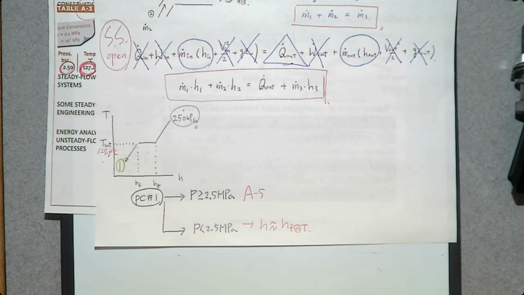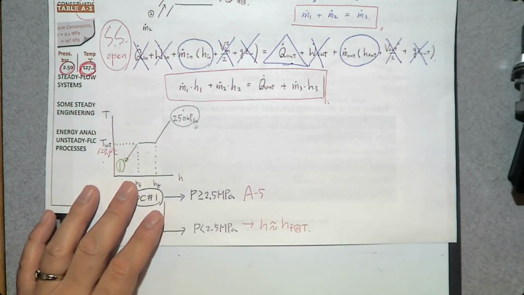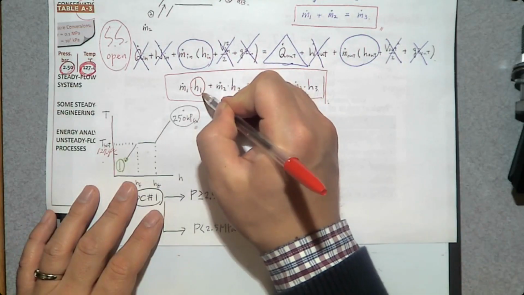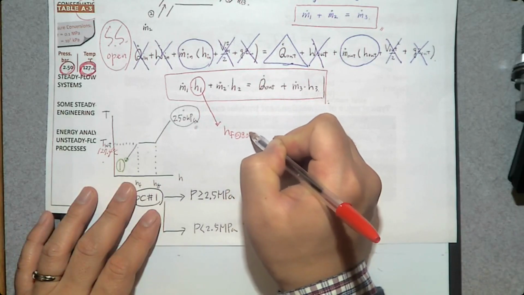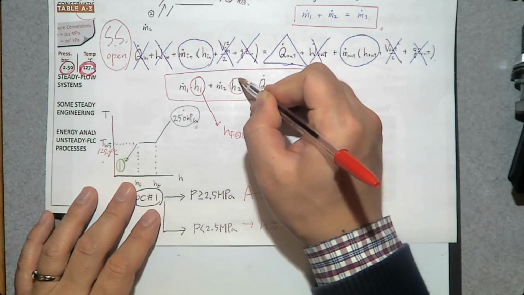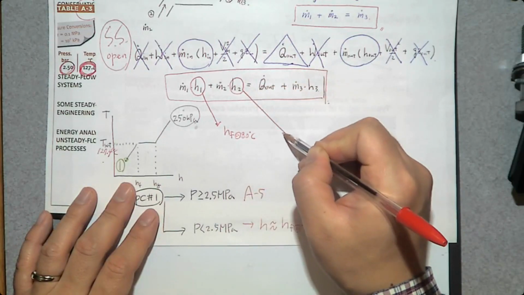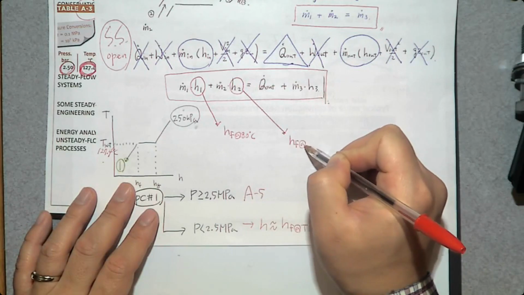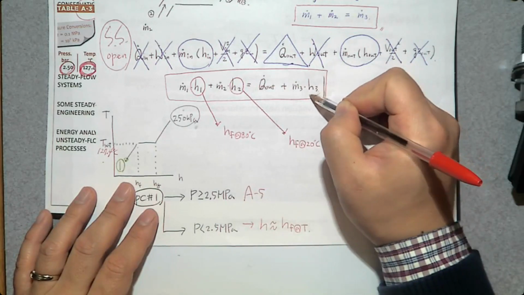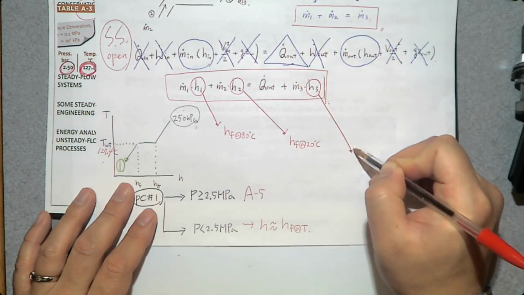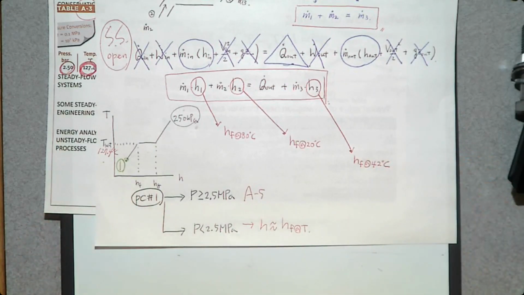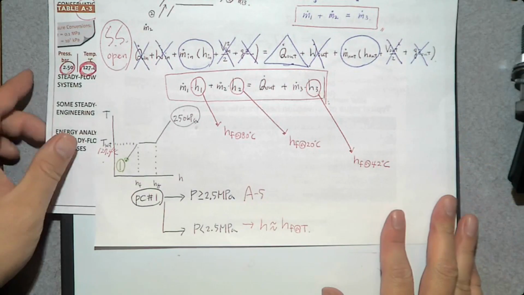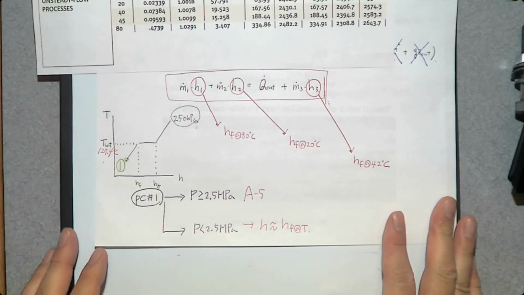So what is the temperature at inlet number 1? 80 degrees Celsius. This one is hf at 80 degrees Celsius. What about inlet number 2? The temperature was 20. So this one is hf at 20 degrees Celsius. What about the exit? 42 degrees Celsius. So this one is hf at 42 degrees Celsius. So let's find them from table A2.